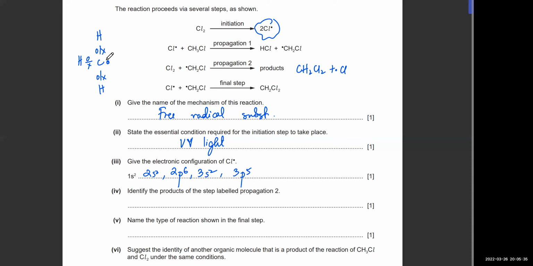So then if you write the electronic configuration of C, then wouldn't it be one less electron? Because right now it only has seven electrons, no? At the moment it's got seven electrons because it has bonded, but it still needs one electron, right? Yeah, yeah. In its outer shell. So they asked you to write the configuration of Cl radical. So wouldn't it be 16?